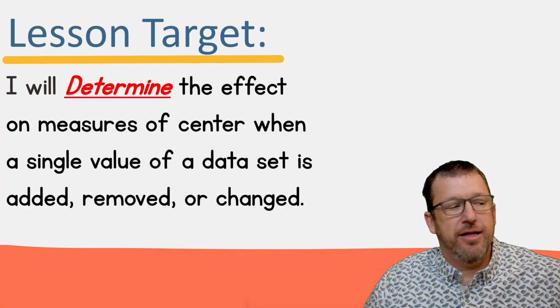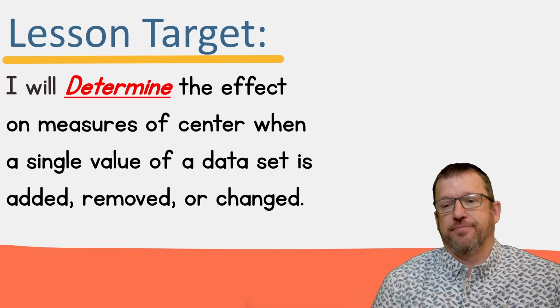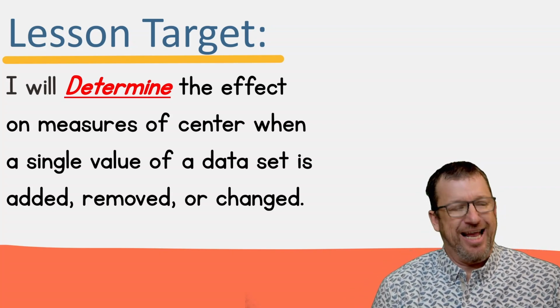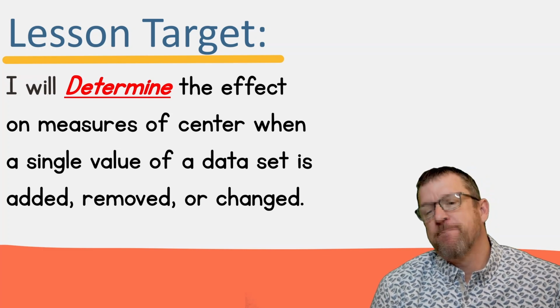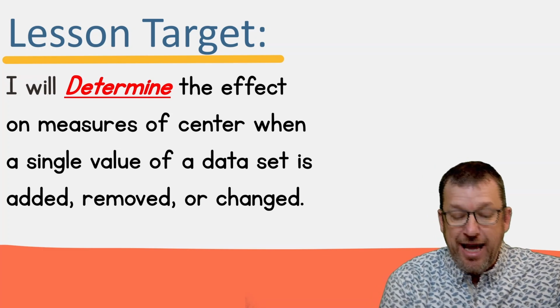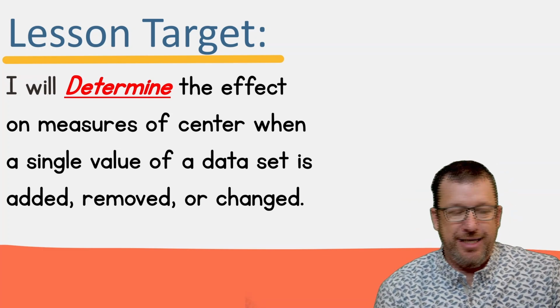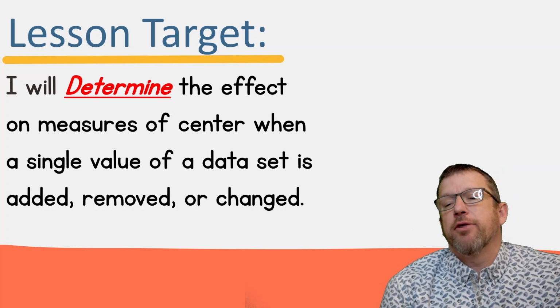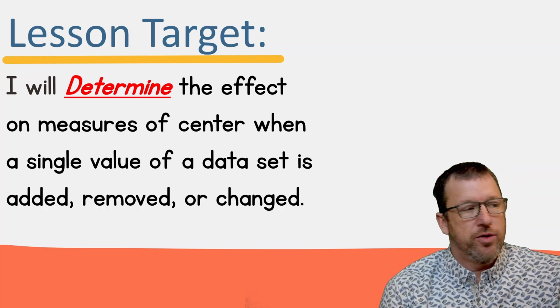All right, so lesson target. Today we're going to determine the effects on the measure of center. And what are three words that we use a lot when we're talking about measure of center? We're talking about mean, median, and mode. And we're going to talk about when data is added or data is removed or data is changed. Okay, we're going to give a couple examples of those as we go throughout.